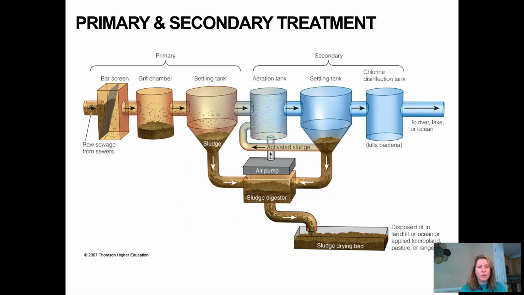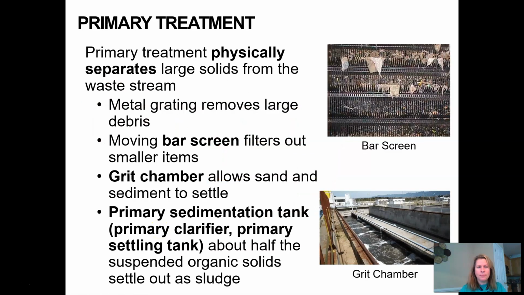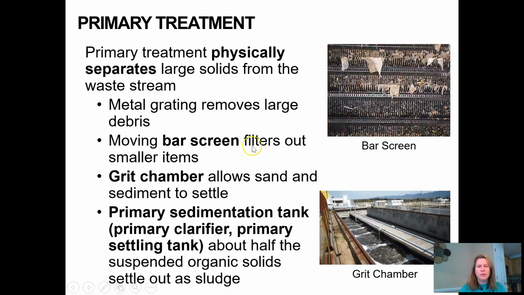Here's an overview of how a sewage treatment plant works. Make sure that you are familiar with all the parts there. If you are doing the web quest, that should help you with that. Okay, so on to the different parts.